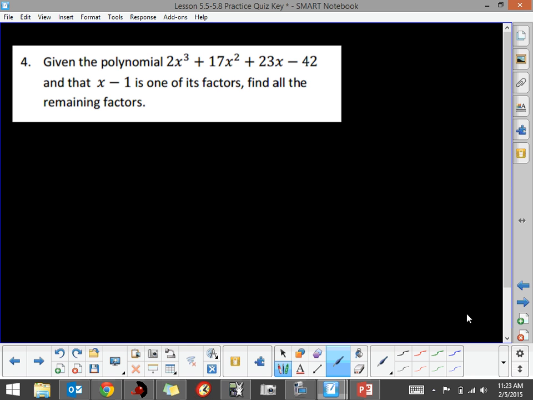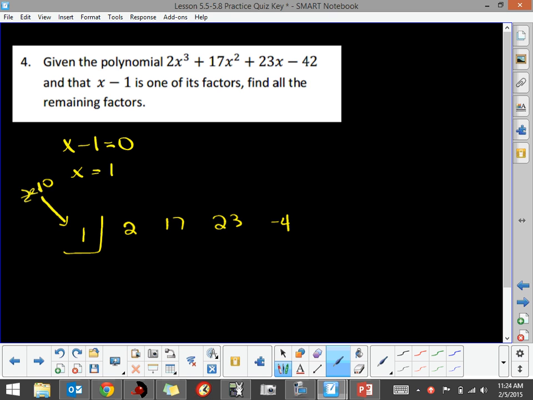Question 4: we know that x minus 1 is one of the factors of the polynomial that is given to us. So if x minus 1 is a factor, then I know that x is 1 is our 0. And we always want to divide by the 0. So whatever you put in here to divide by, make sure that you convert it to a 0, not a factor. And then we want to take all the coefficients off of our polynomial, which is 2, 17, 23, and negative 42. And run through our synthetic division.